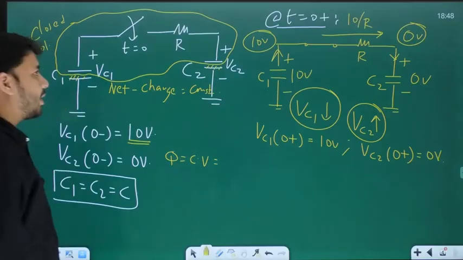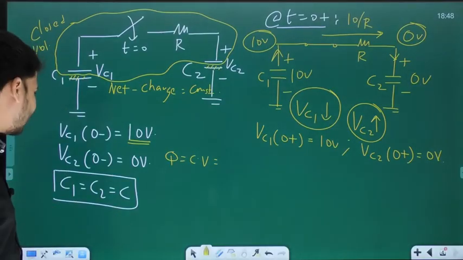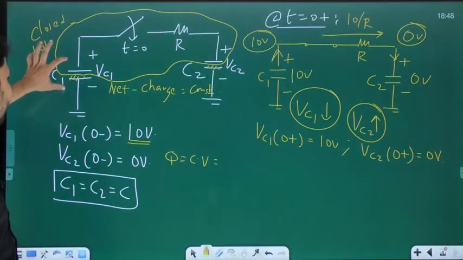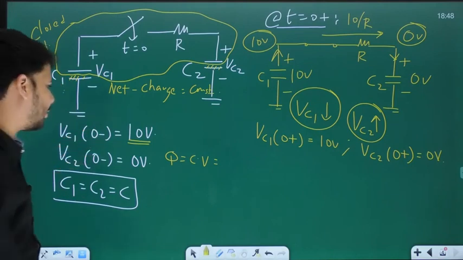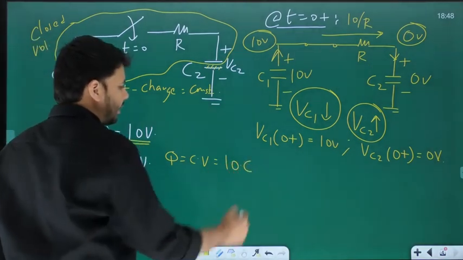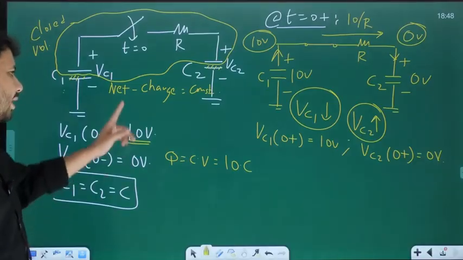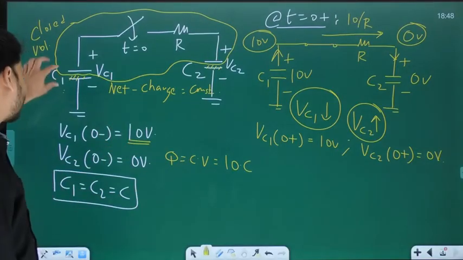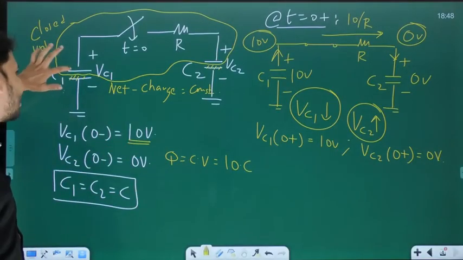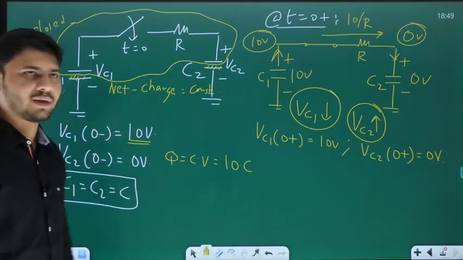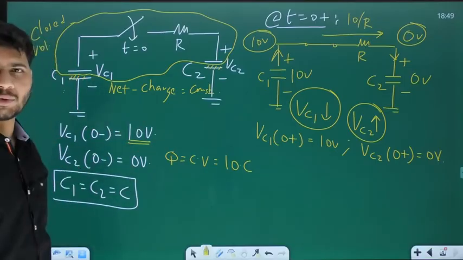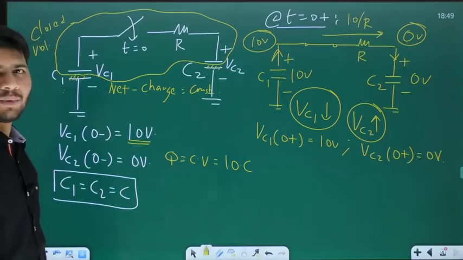And we are assuming C1 and C2 to be equal to C. The voltage drop across C1 is 10 volts. So 10C coulombs of charge is stored in C1. It means on the positive plate, you have a charge of plus 10C. And on the bottom plate, the negative plate, you have a charge of minus 10C.